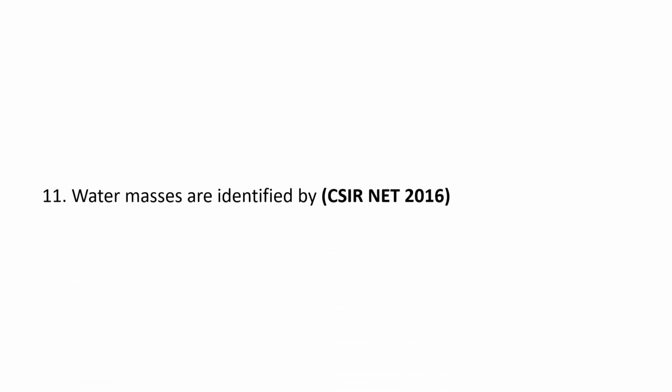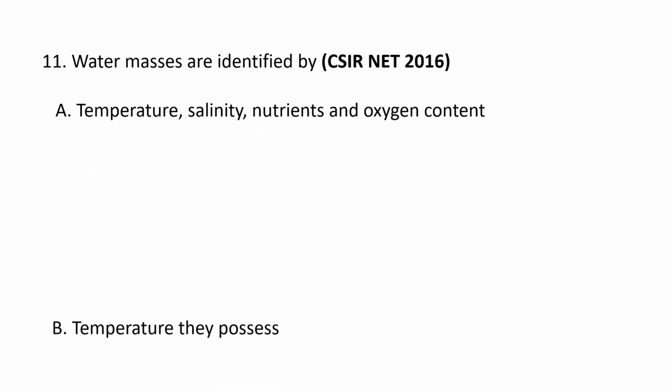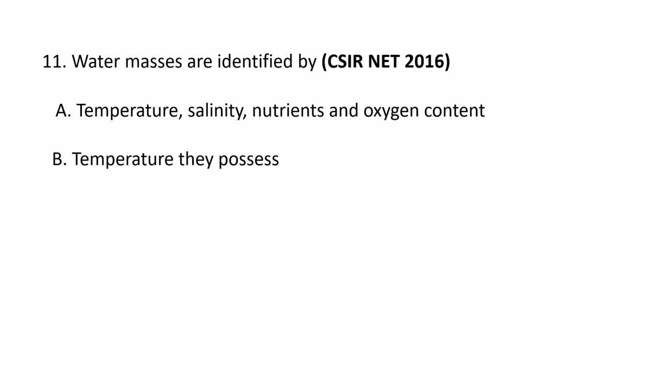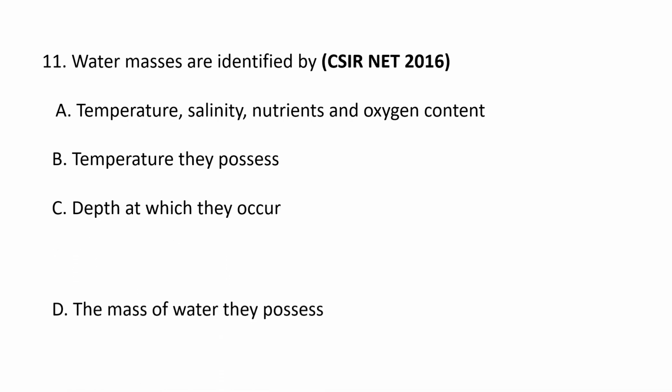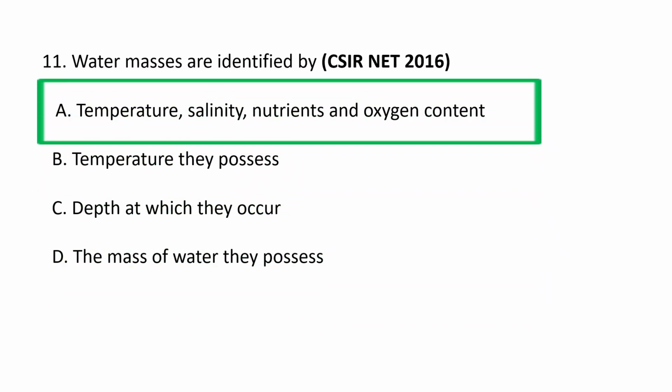Next question. Water masses are identified by A. Temperature, salinity, nutrients, and oxygen content. B. Temperature they possess. And C. Depth at which they occur. And D. The mass of water they possess. The correct option goes as A. Temperature, salinity, nutrients, and oxygen content.